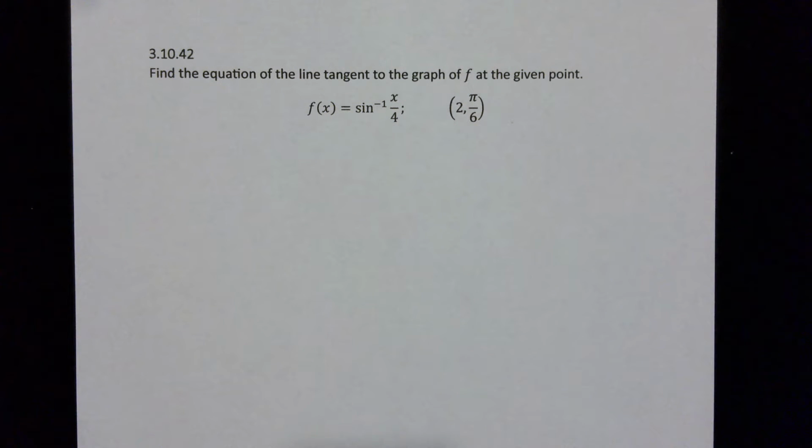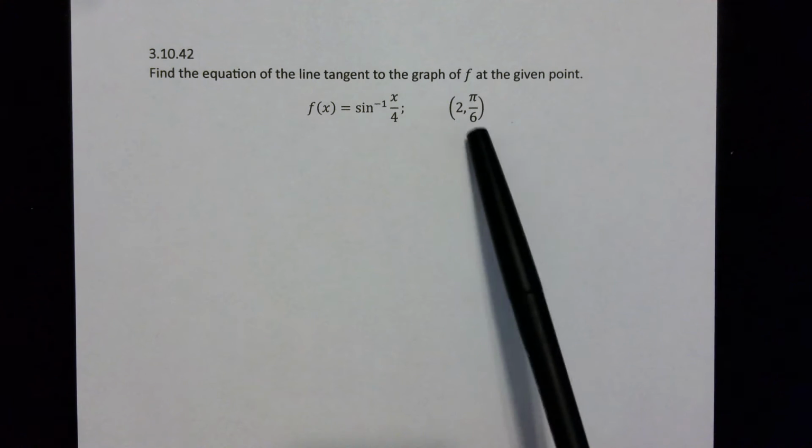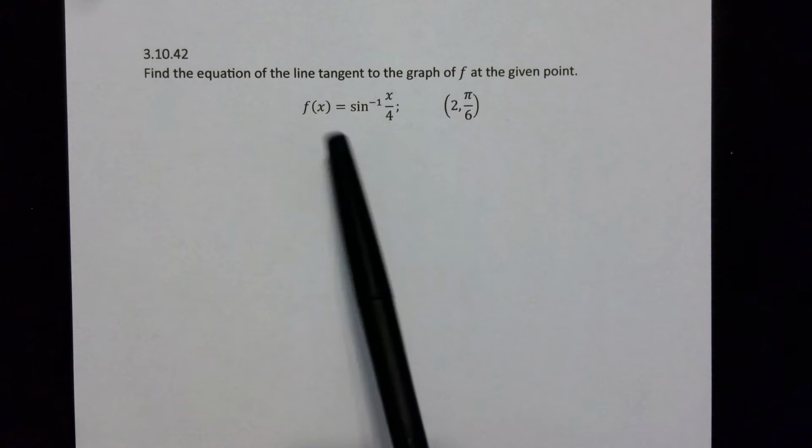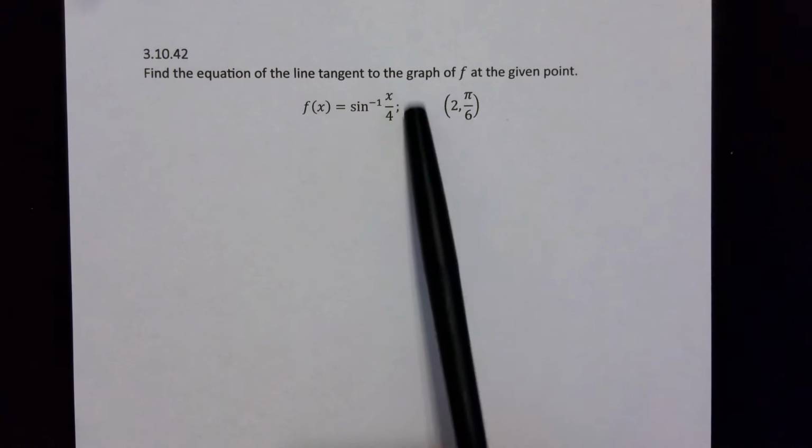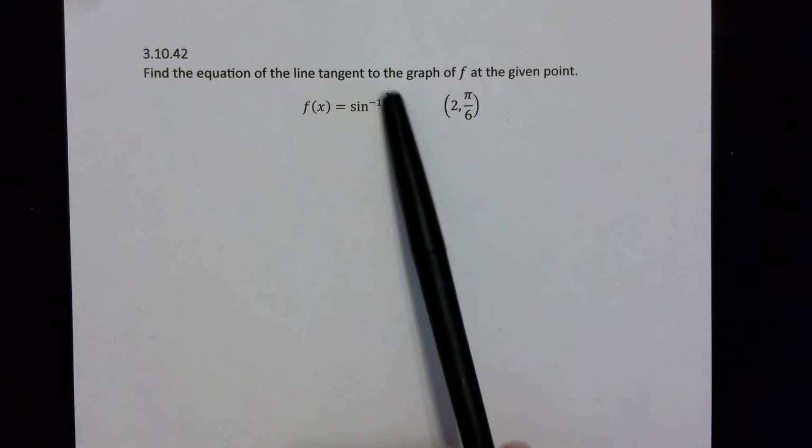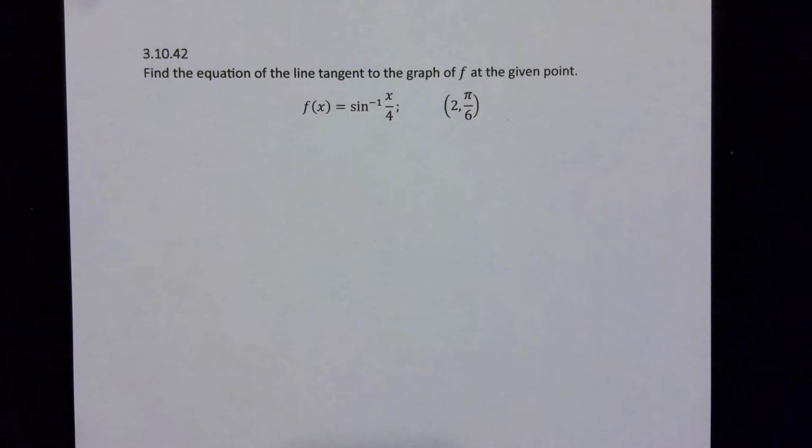In this problem, we're going to be finding the equation of the line tangent to the graph of f at the given point. Okay, so in this problem, we have an inverse sine function, and inside that inverse sine function, we have another function, which is x over 4.